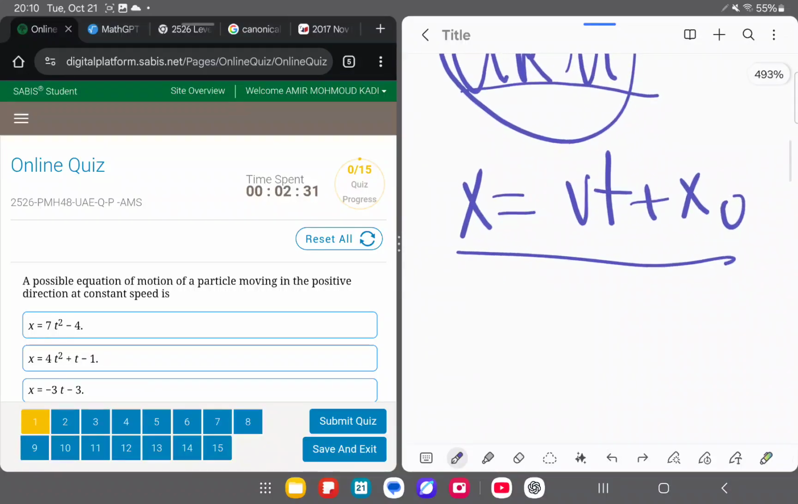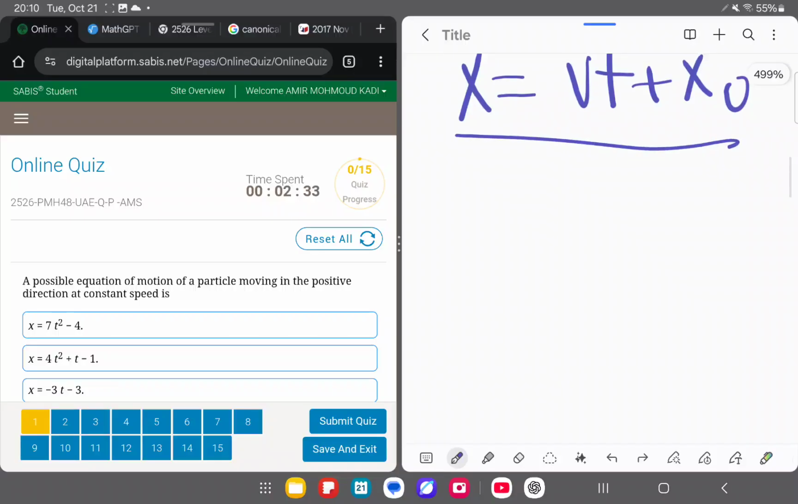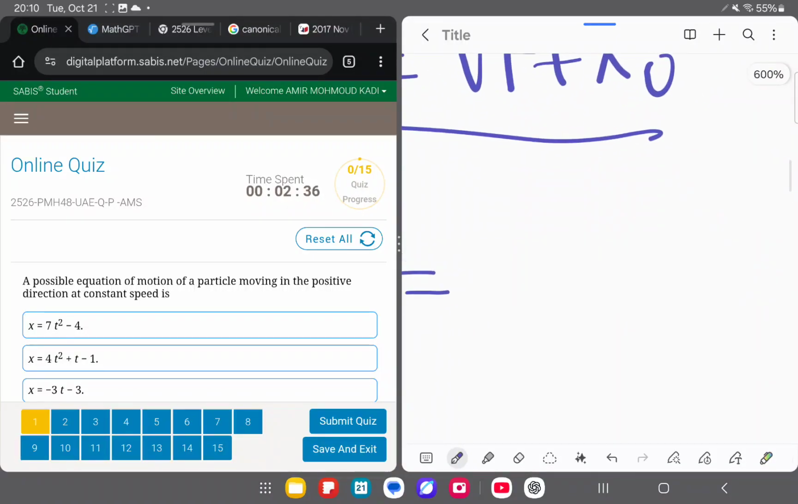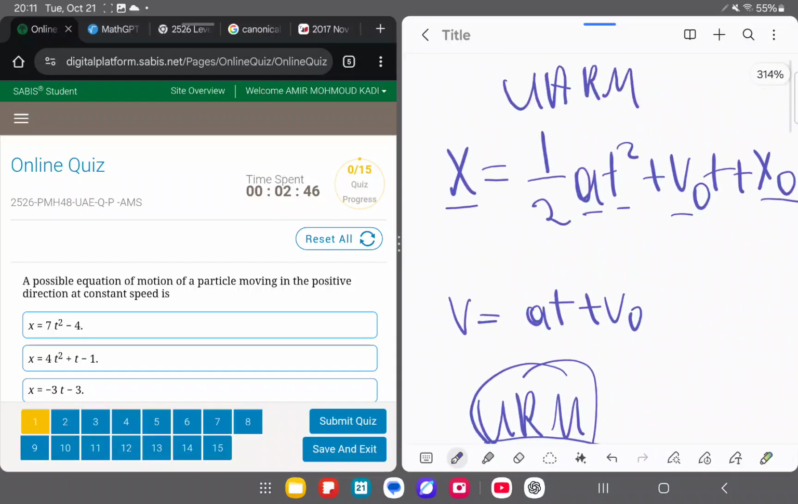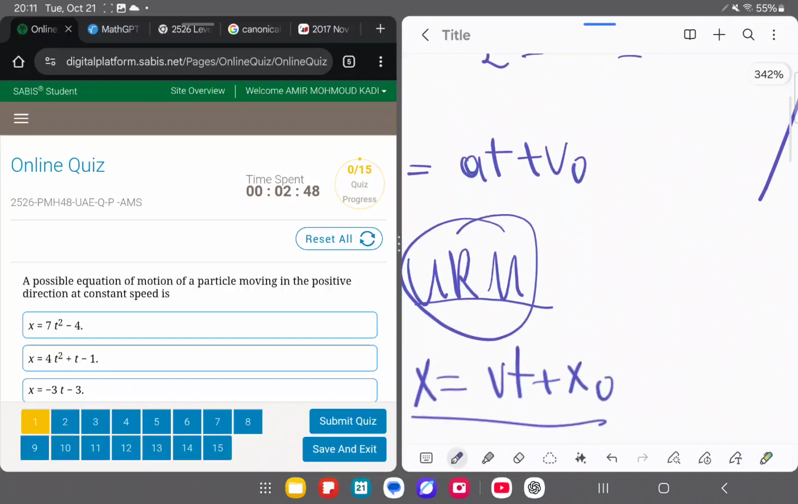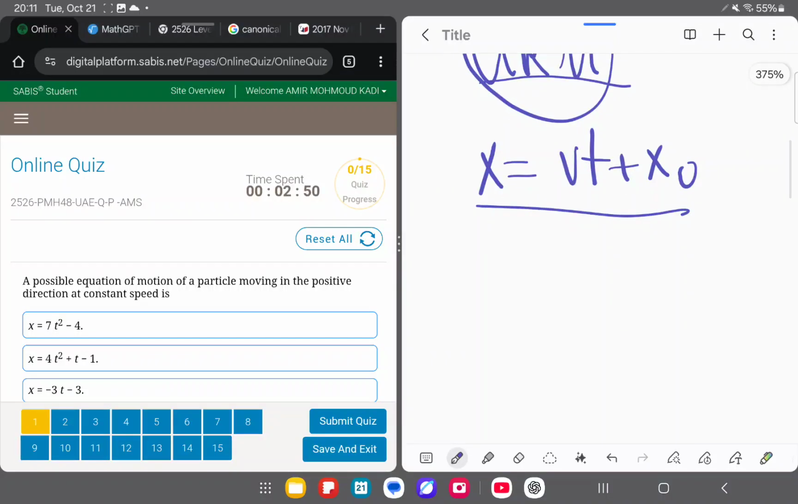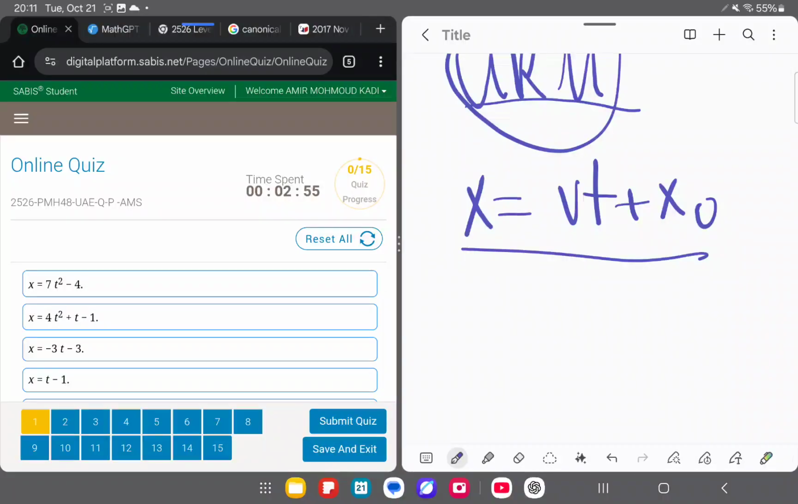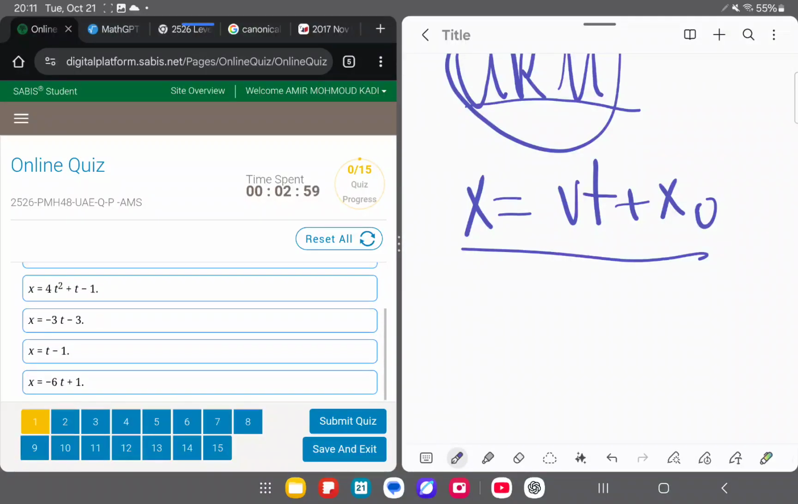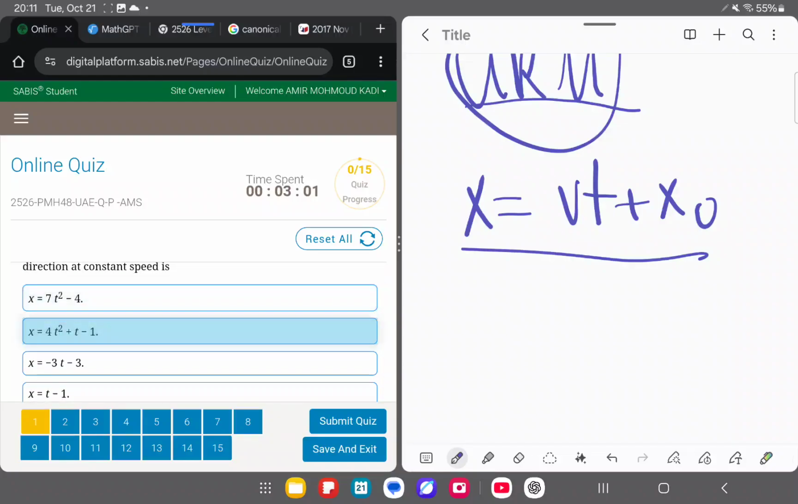So that means in a positive direction, the formula can never be minus Vt plus X0. It always has to be positive. So let's look at the examples here. And also there's never t squared, because t squared is only in the case where there's UARM, when there's acceleration. In URM, there's no acceleration. So we can immediately discard this, and yeah, these two are wrong.